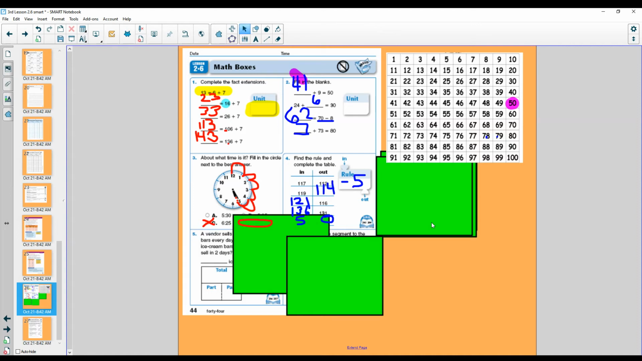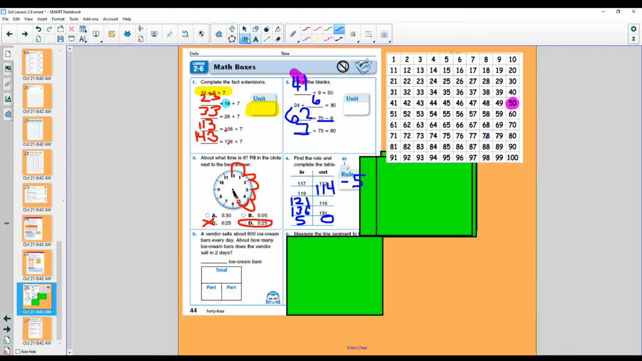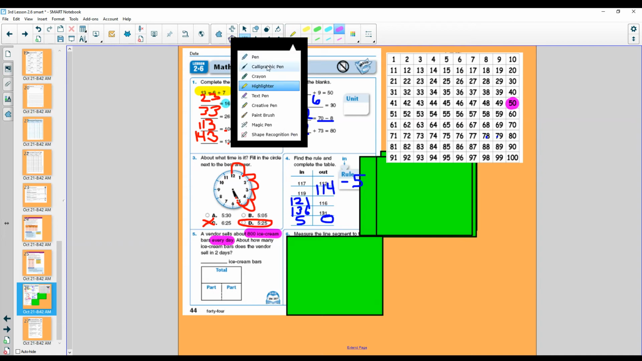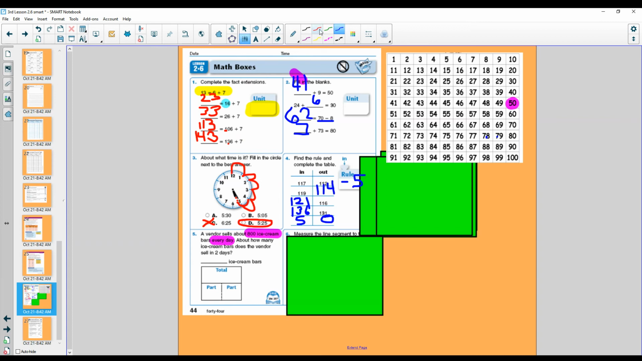All right. Almost done here. You're doing great. I like to get my highlighter out on these ones because I highlight the important information. A vendor sells 18 ice cream bars every day. About how many does he sell in 2 days? Well, how many does he sell the first day? He says every day he sells 800. So he sold 800 this day. On the next day, he also sold 800. They try to trick you by only giving you one number, but they said every day.